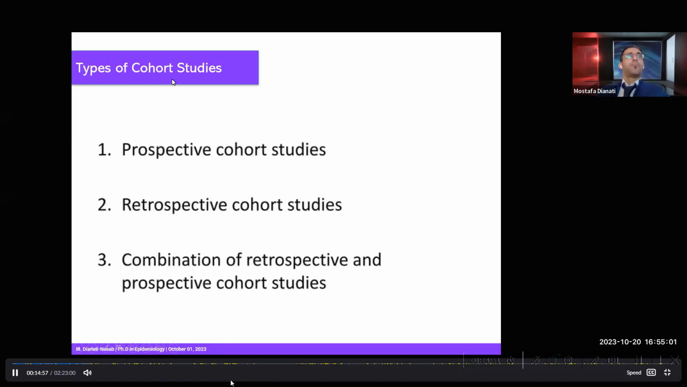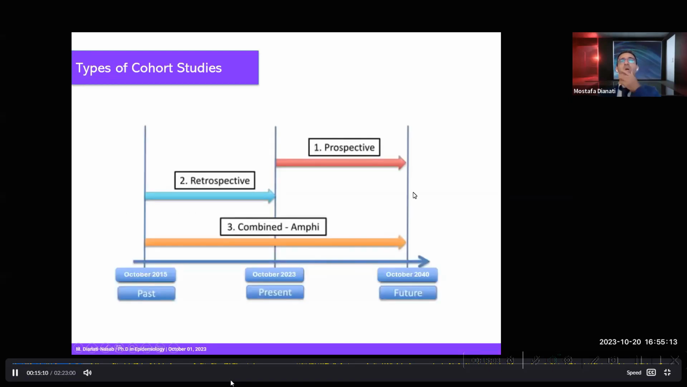So basically for cohort studies, we have prospective cohort studies, retrospective cohort studies, and a combination of both retrospective and prospective cohort studies. Let me clarify this point by showing you this slide. Suppose in the past, in October 2015, you started a cohort study. And right now we are here.